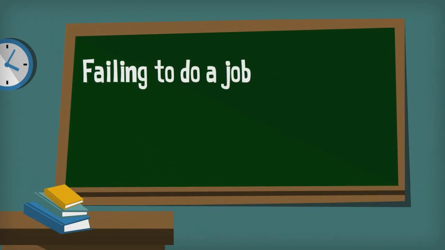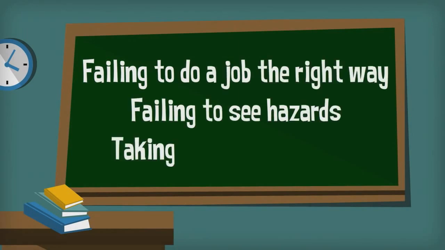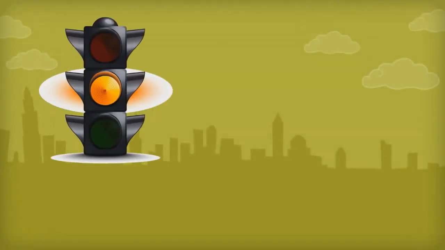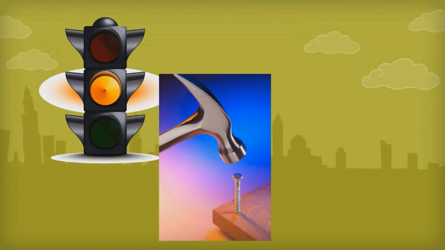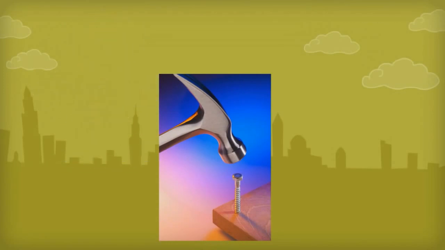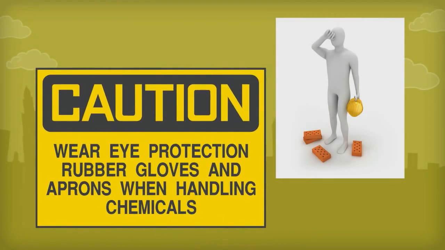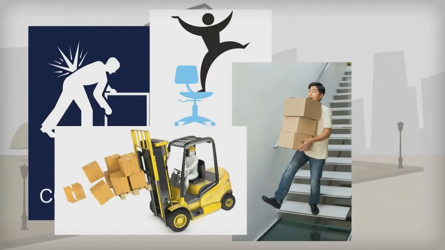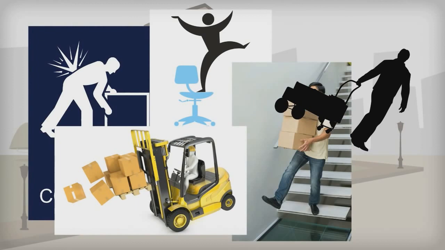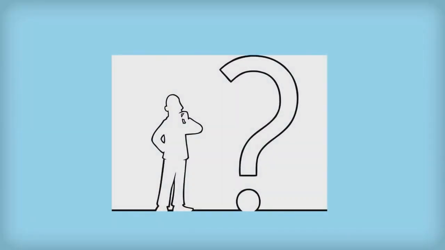Unsafe acts create unsafe conditions. Unsafe acts are things like failing to properly do a job, failing to see hazards, or taking unneeded risks. For example, speeding up to make the yellow light, using tools in wrong ways or using damaged or defective tools, not using proper personal protective equipment, ignoring the safety data sheet for chemicals you are using, or deliberately violating safety rules and procedures. How many unsafe acts can you spot today? Which ones are you doing? The worst kind of unsafe act is deliberately creating an unsafe condition. Have you done anything to make the job more risky for you or for others?